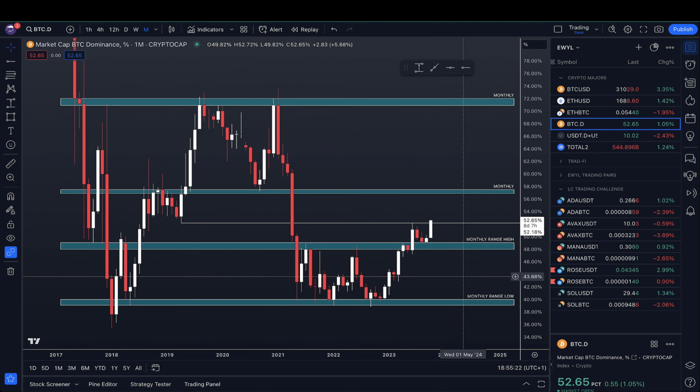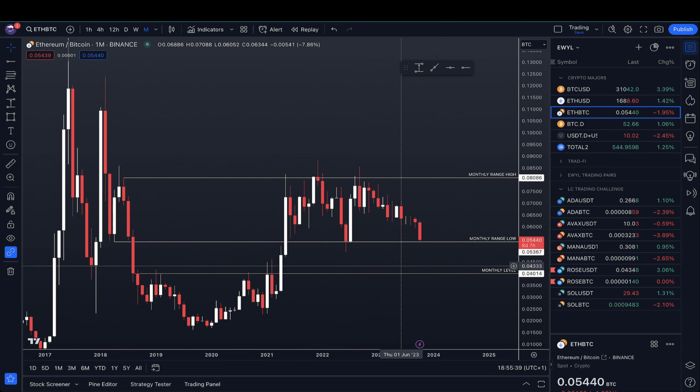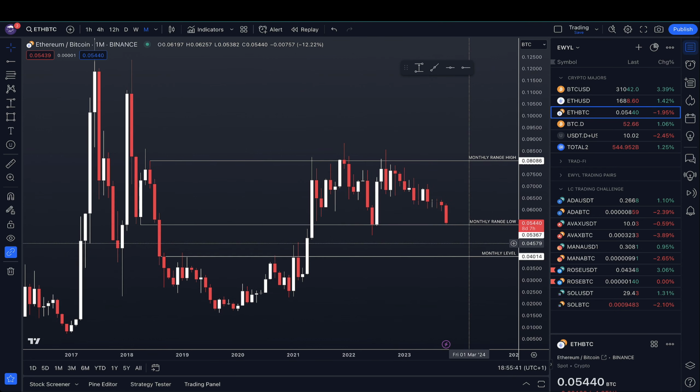We're currently trying to breach this resistance at 52%. It's looking very strong. Nice short pullback over July and August, and now continuing that uptrend that we've been in since October and November of last year. So I think up to 57%. ETH BTC down to around 0.04, maybe front run it a bit, and that's where alts will bottom out in their BTC pairs and probably the USDT pairs as well.